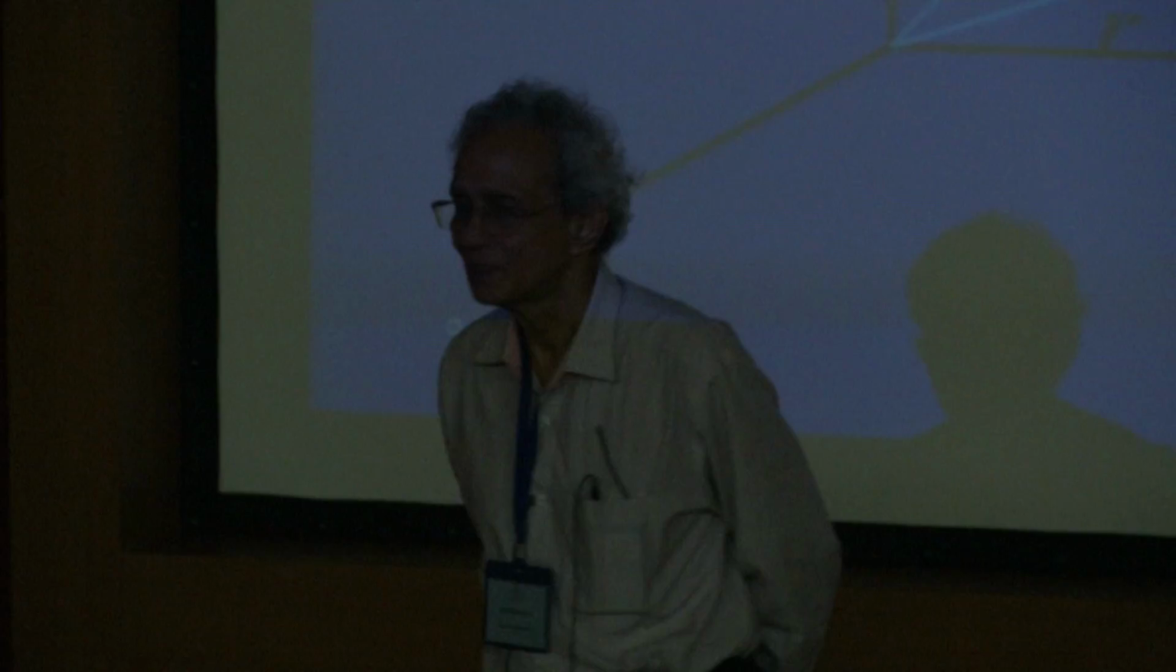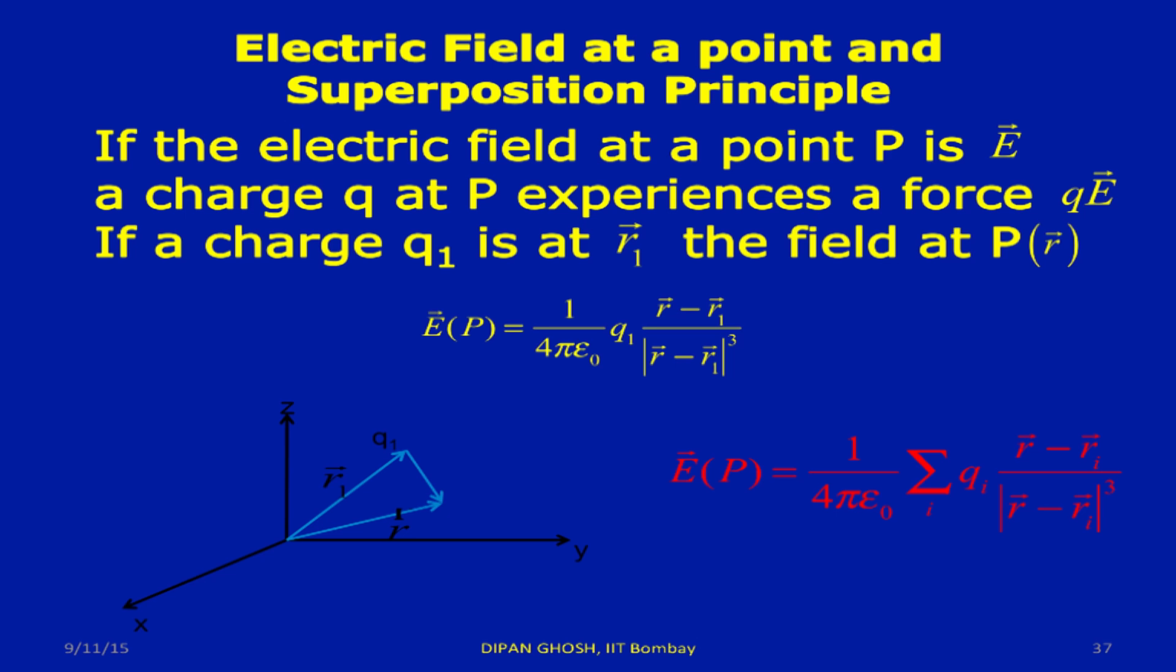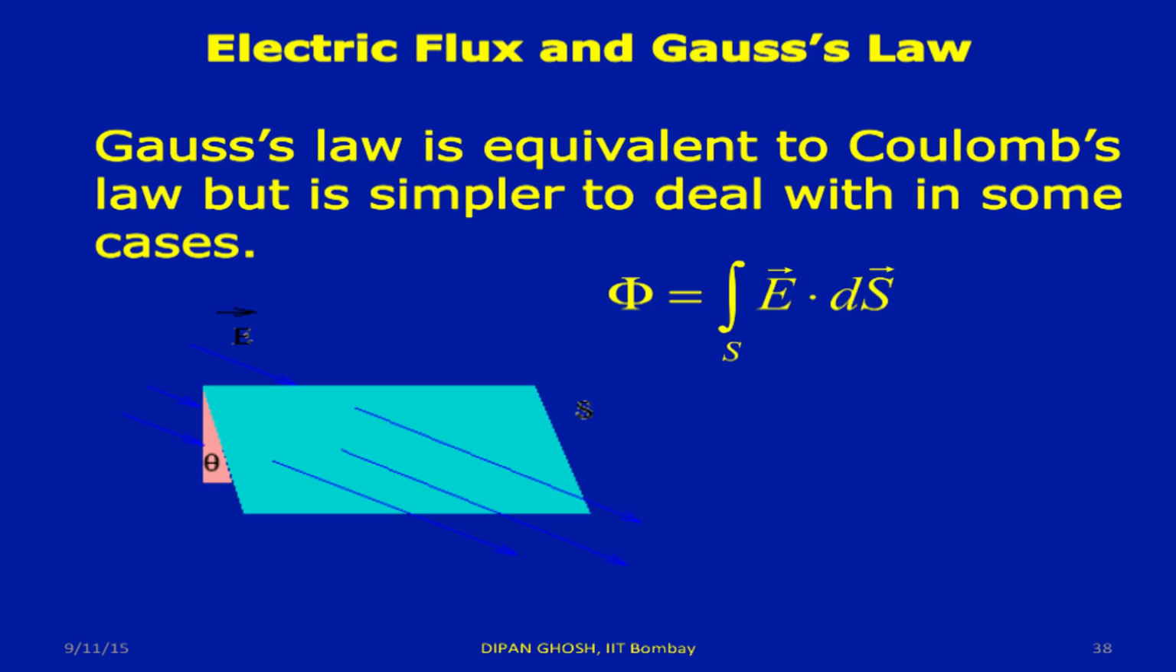Addition of the field, so this is the field at P due to charges Qi located at Ri, given by 1 over 4 pi epsilon 0 sum over i of Qi times (r minus Ri) over the cube of the distance. After you have gone through this, probably the next thing that you teach the students is Gauss's law. One thing I want to tell you, Gauss's law and Coulomb's law are equivalent. There is no new physics in Gauss's law. Absolutely no new physics in Gauss's law.